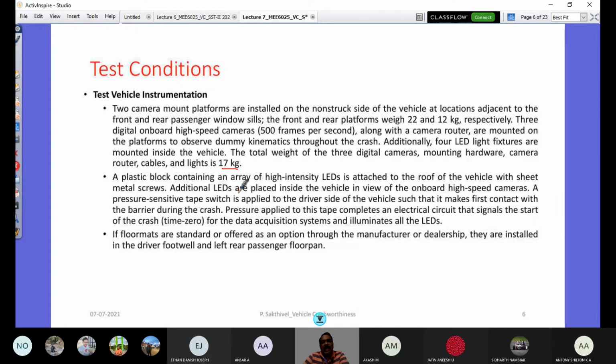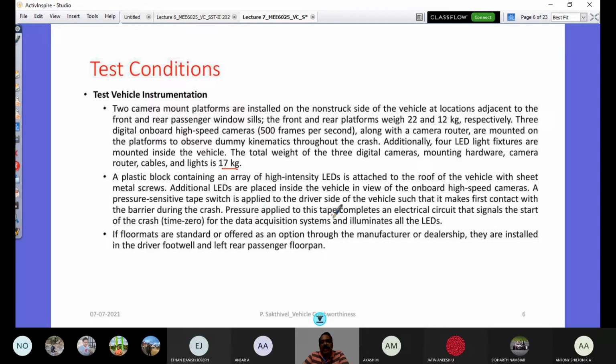A plastic block containing an array of high intensity LEDs is attached to the roof of the vehicle with sheet metal screws. Additional LEDs are placed inside the vehicle in view of onboard high-speed cameras. And the pressure sensitive tape switch is applied on the driver's side of the vehicle such that it makes the first contact with the barrier during the crash.